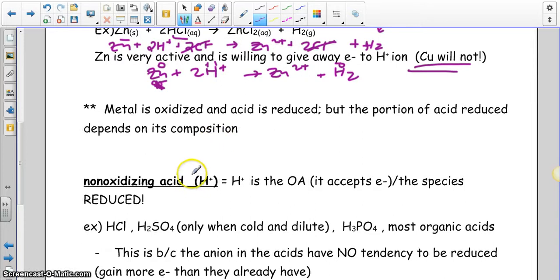So we have to be talking about acids. Well, that means we have an H plus available. Think about H plus for a second. H plus only has one way to go. It can become hydrogen gas, which has a zero oxidation state. So from a +1 to a 0, that is undergoing reduction.